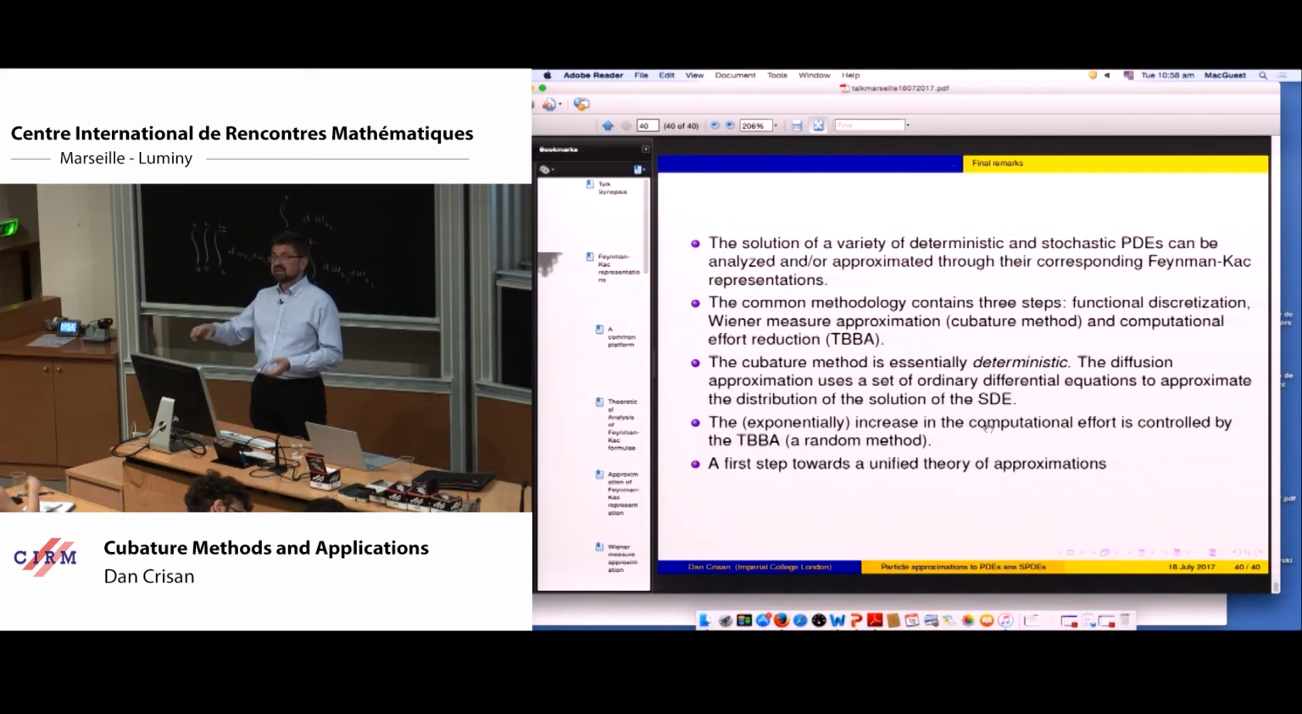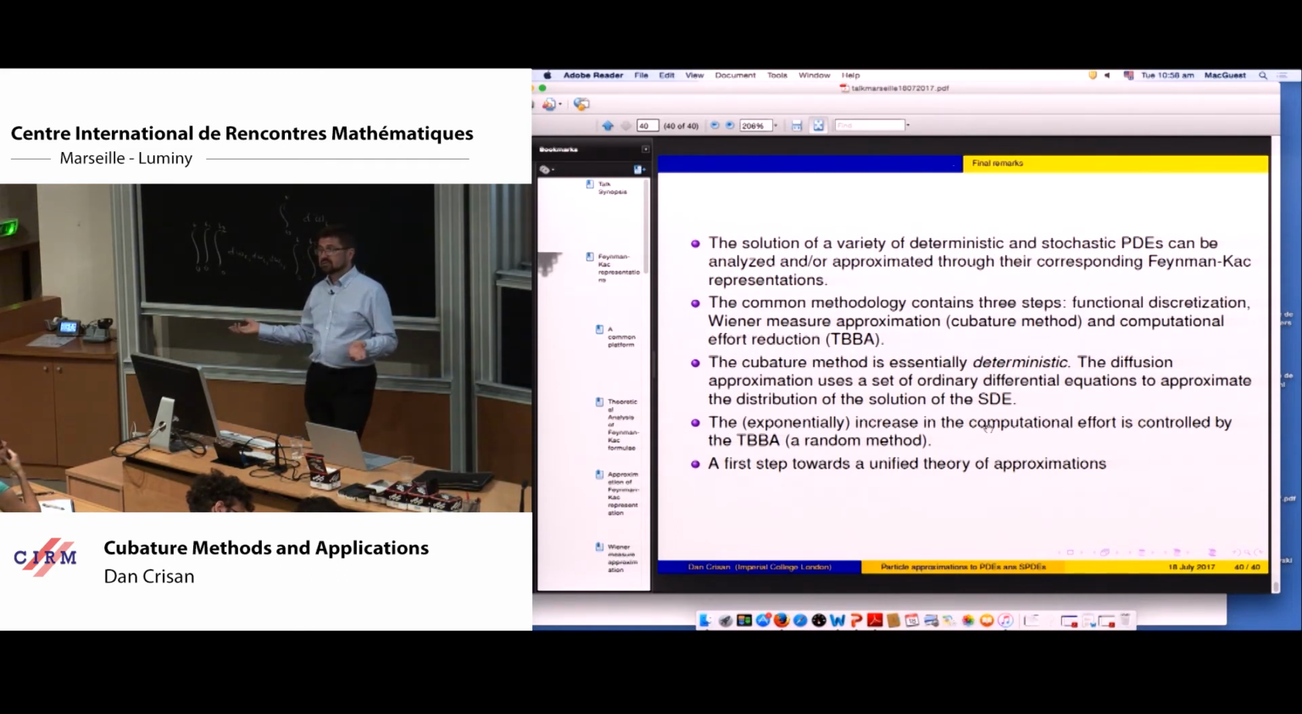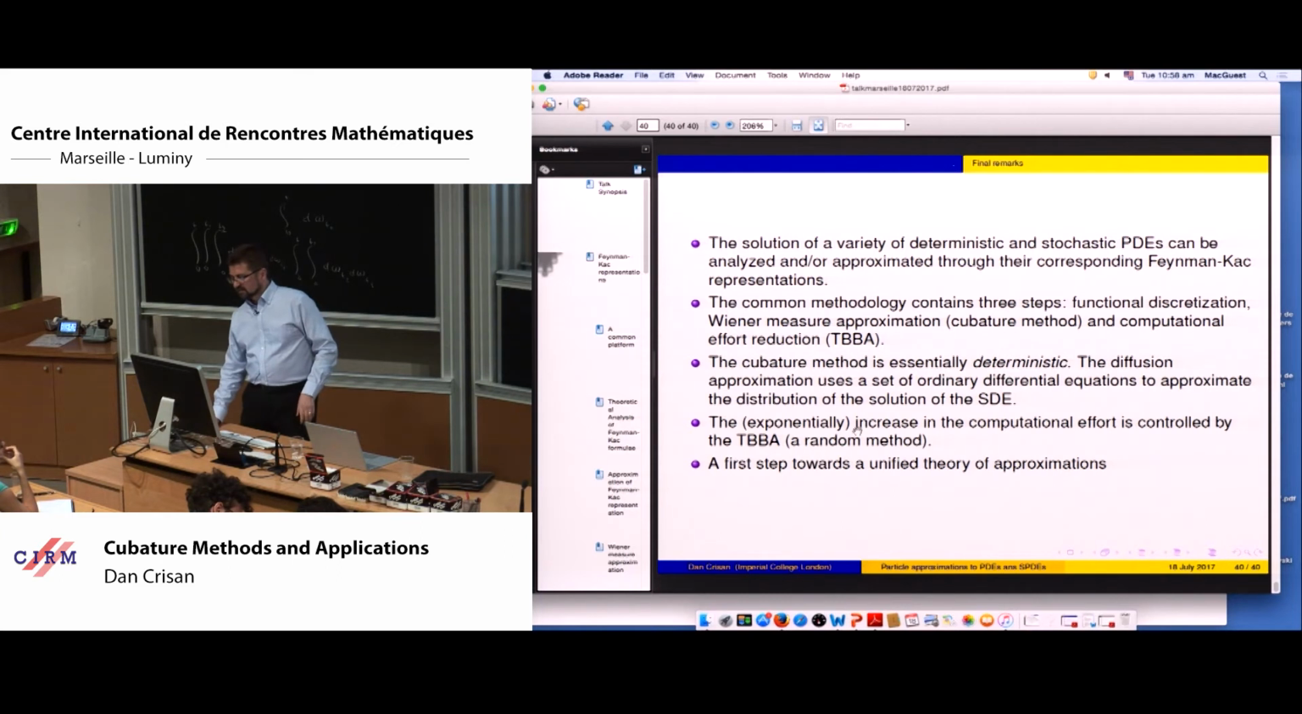There is another set of methodology that is not random, is deterministic, and this was introduced by Lyons and collaborators, which is called the recombination method. So a recombination method tries to do the same thing but deterministically, where you reassign the paths in a deterministic way. Okay? By using the TBBA, there is not going to be any exponential increase in the number of paths. The number of paths remains constant to the number that you decide.